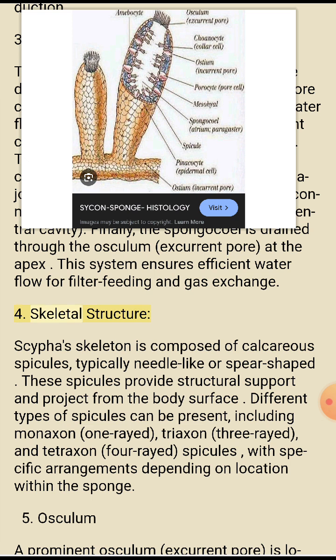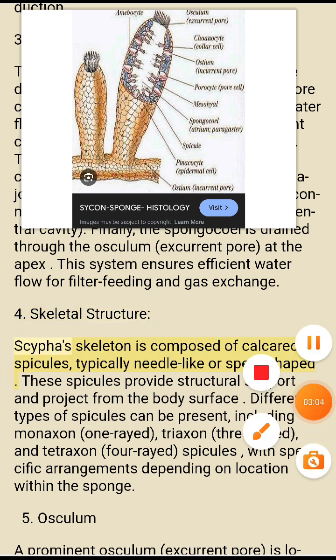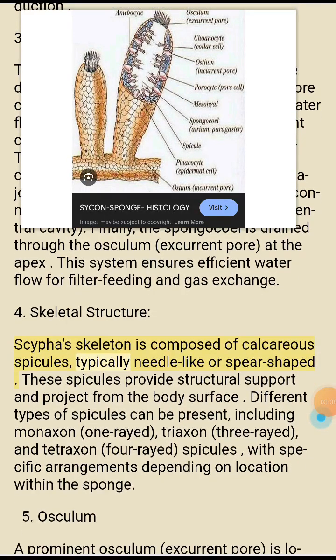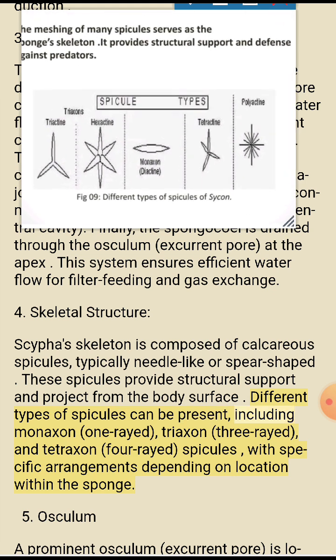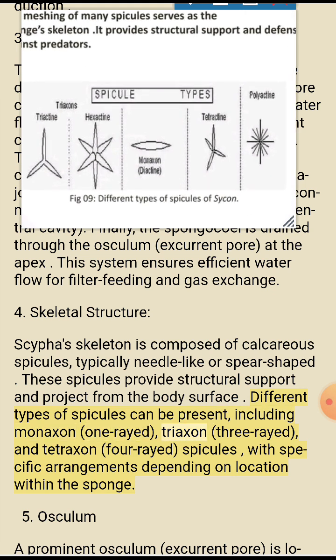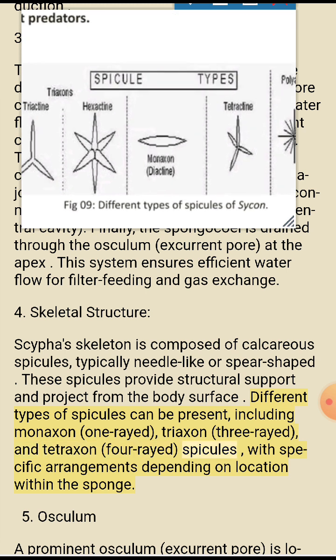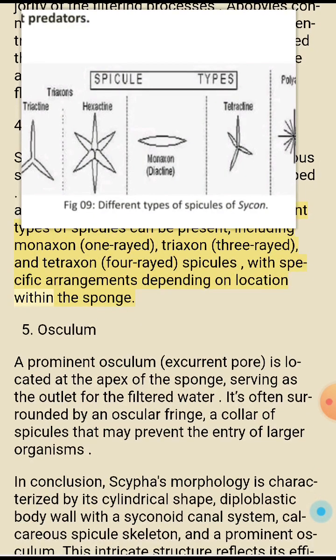4. Skeletal structure. Scypha's skeleton is composed of calcareous spicules, typically needle-like or spear-shaped. These spicules provide structural support and project from the body surface. Different types of spicules can be present, including monaxon 1-rayed, triaxon 3-rayed, and tetraxon 4-rayed spicules, with specific arrangements depending on location within the sponge.